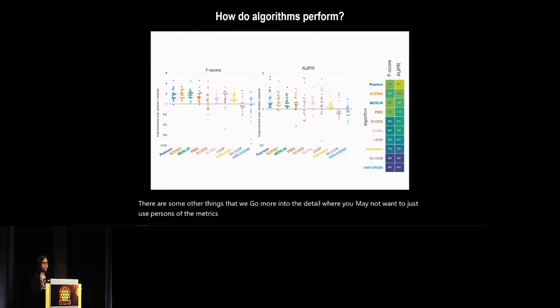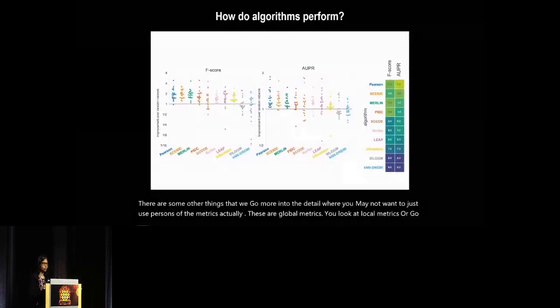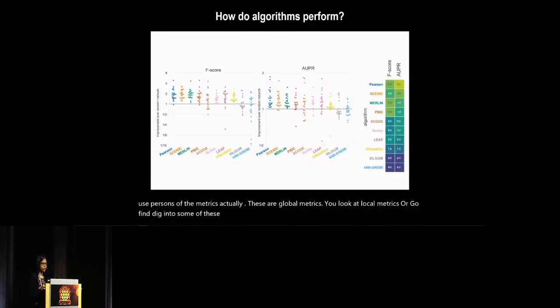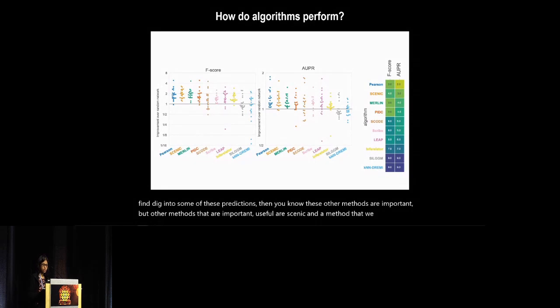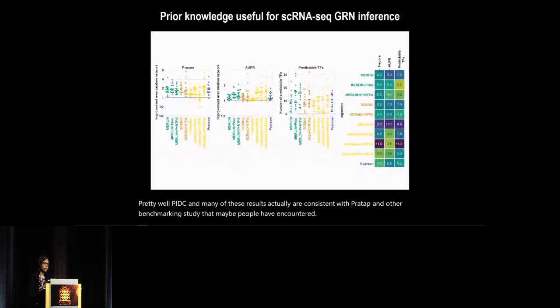These are global metrics. If you look at local metrics or dig into some of these predictions, then these other methods are important. But other methods that are important and useful are CNIC, and a method that we developed, PIDC, did pretty well. And many of these results are consistent with Pratap, another benchmarking study that maybe people have encountered. And then we asked, what if we added more information?